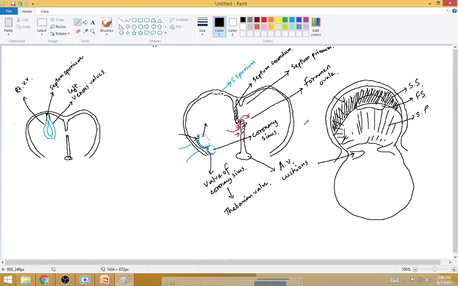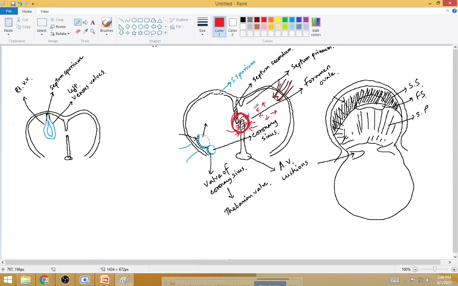foramen ovale. This is how the foramen ovale will appear. Okay. After birth, through pulmonary veins, when the blood from the lungs comes down, the pressure over here in the left atrium increases, pushing this septum primum against the septum secundum, and the foramen ovale is closed.